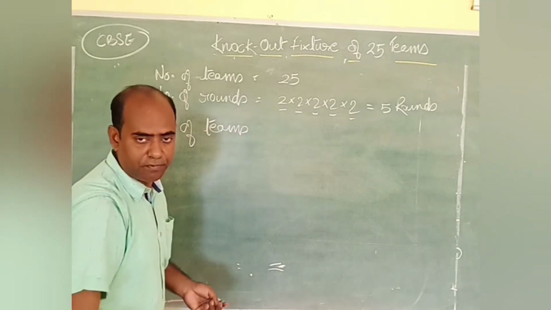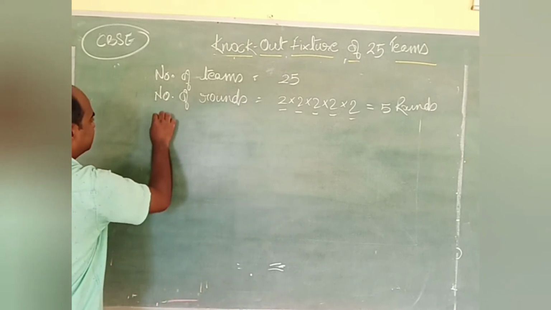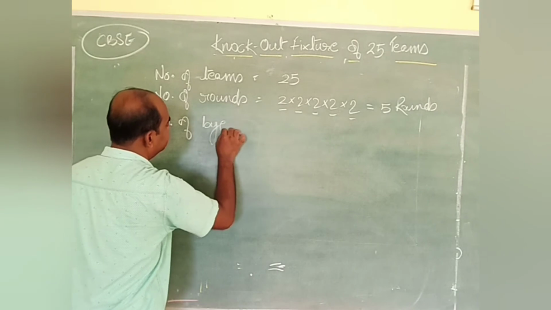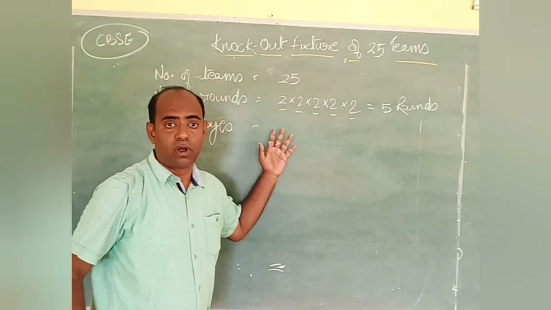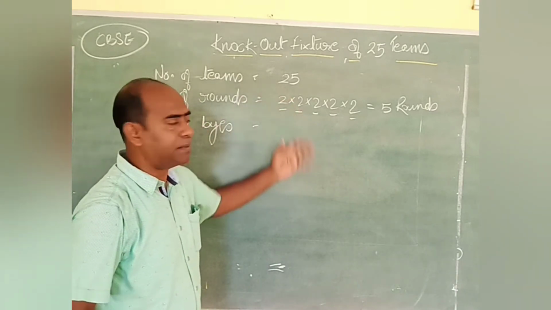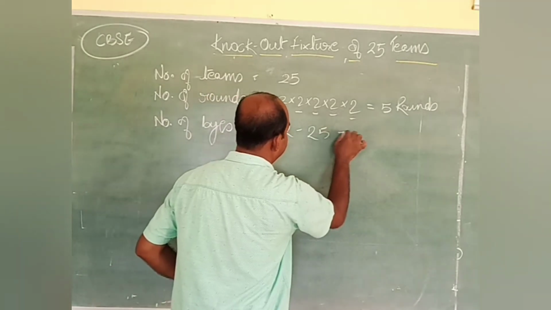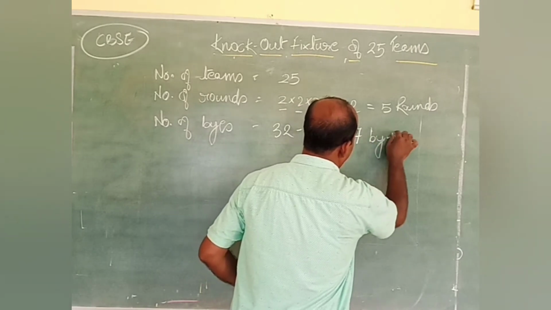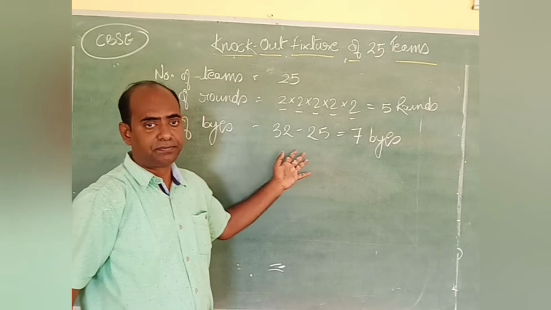Okay, sorry, before going to number of teams, I will write here number of byes. Number of byes is the total next power of 2 minus number of teams. So 32 minus 25 is equal to 7 byes. How many byes are we giving? 7 byes.